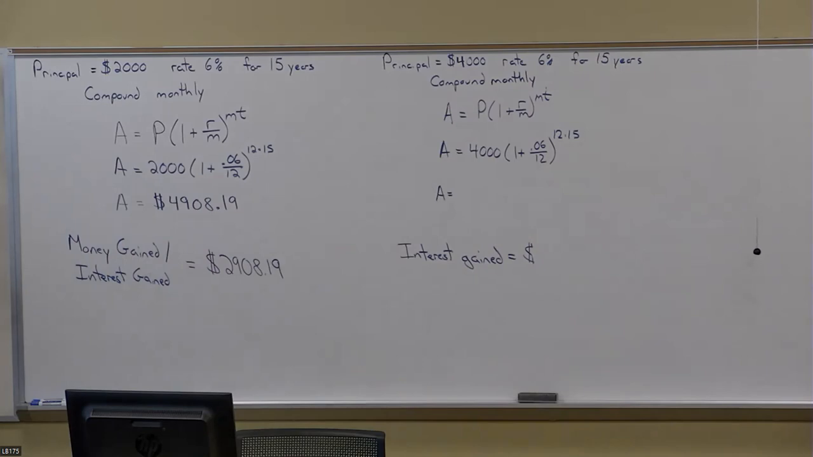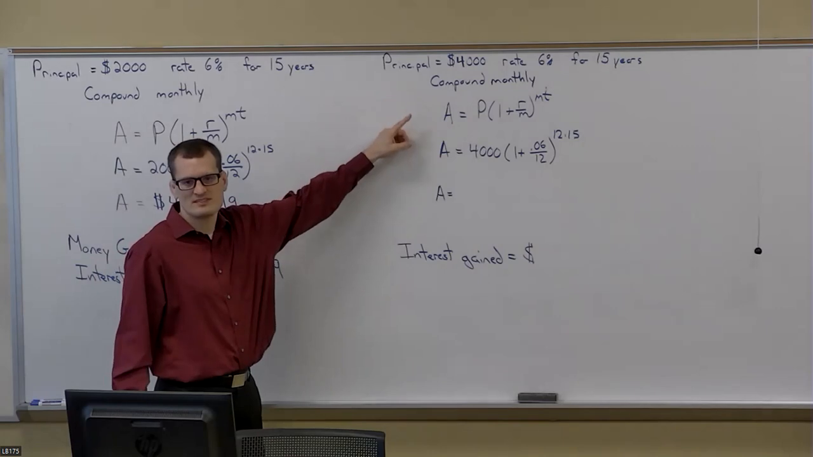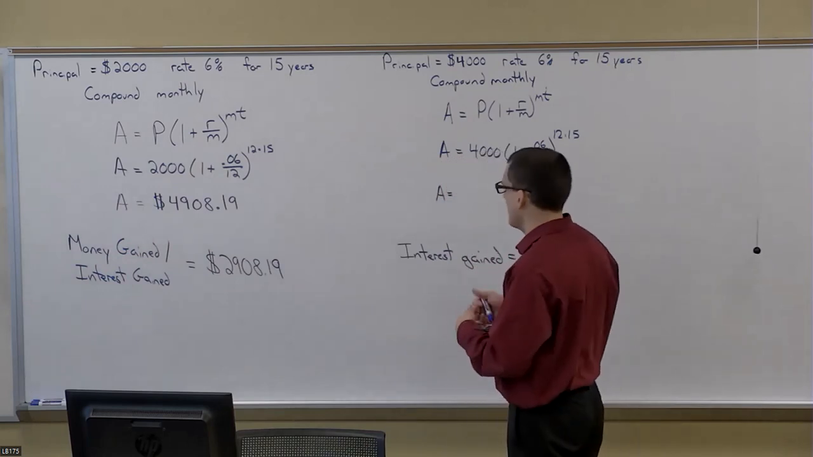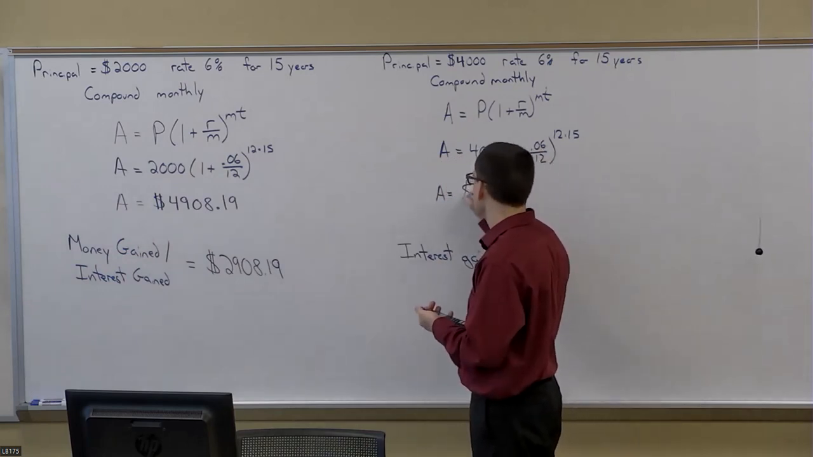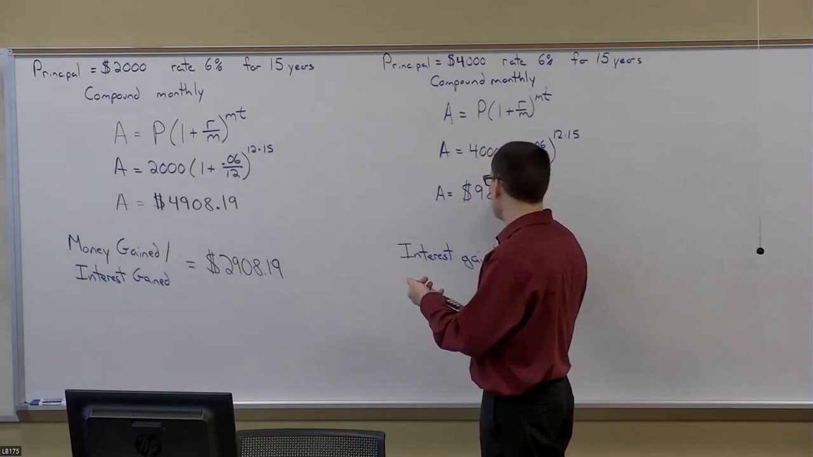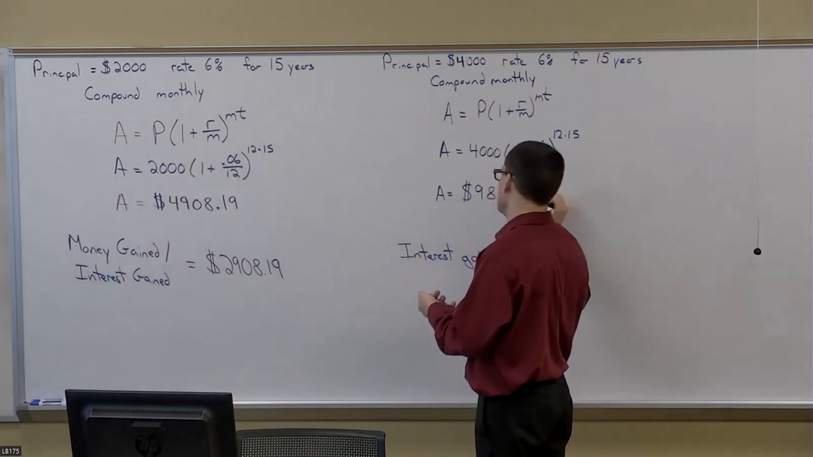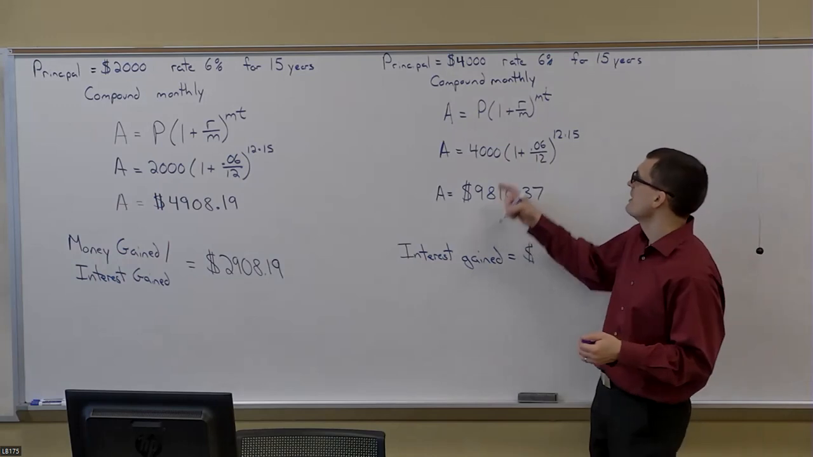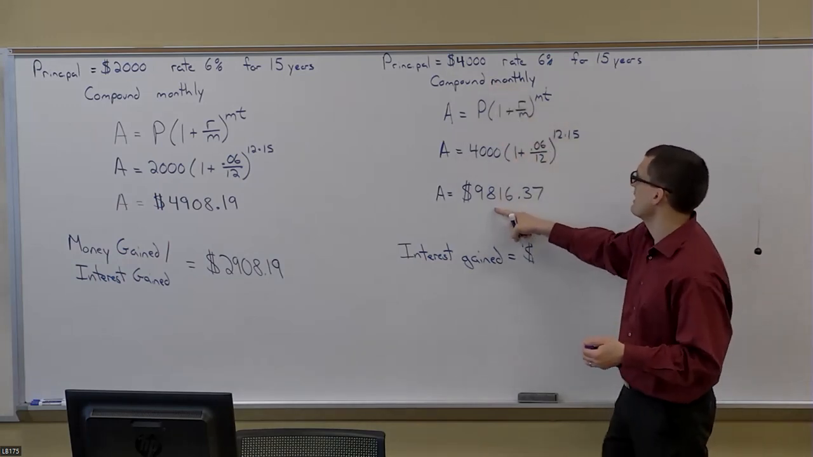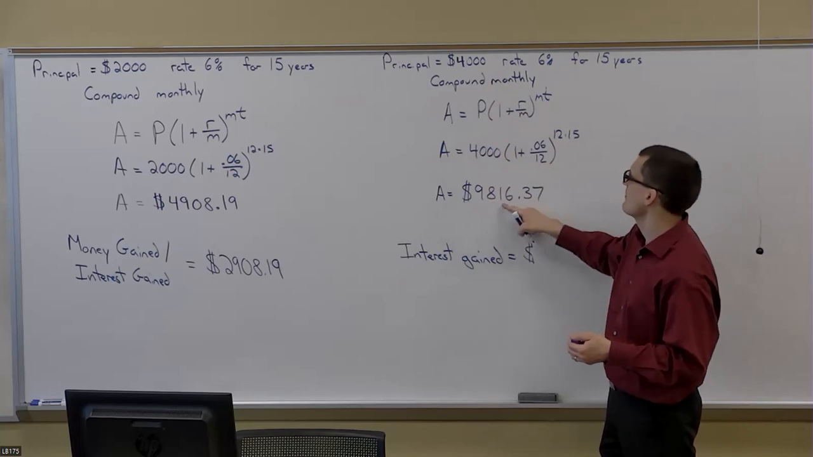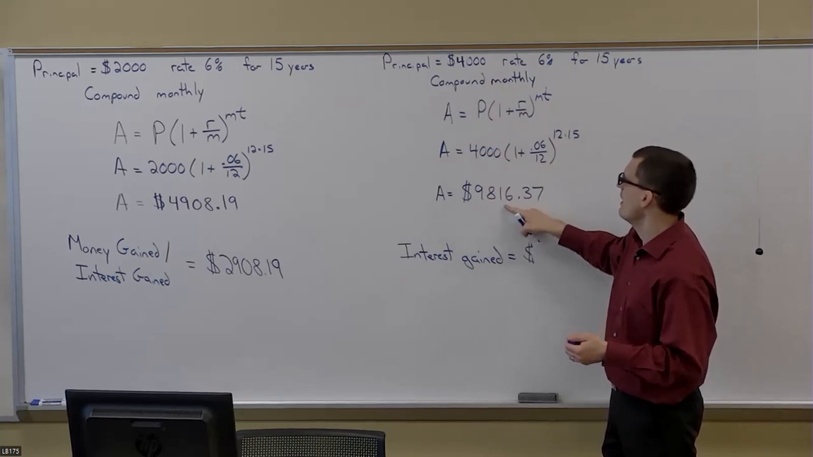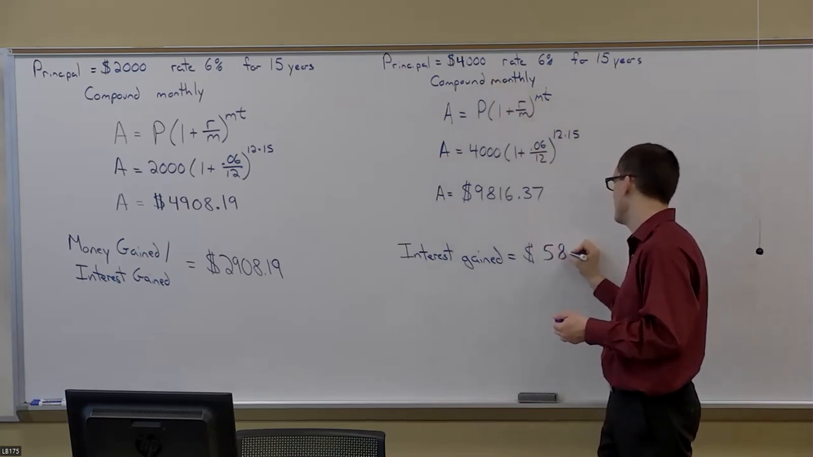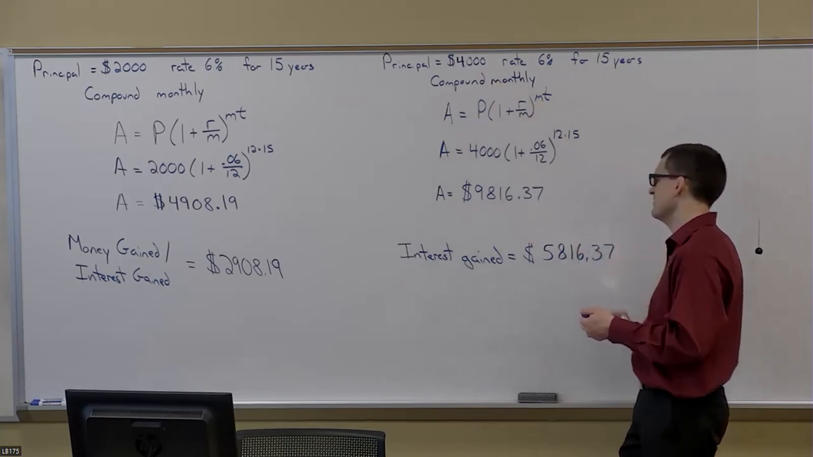All right. So, you guys get this one? Okay. When I calculated it, I ended up with 9,816.37. Now I want you to notice something about this. Well, first off, we start with $4,000. So how much interest was gained? You take this number, subtract the 4,000. Interest that was gained was 5,816.37.